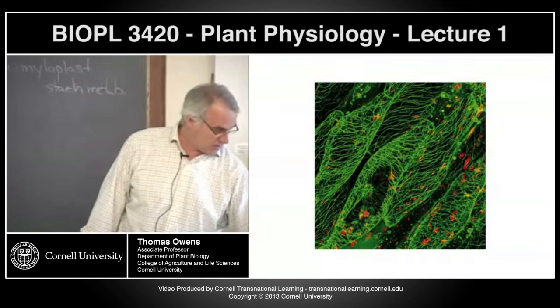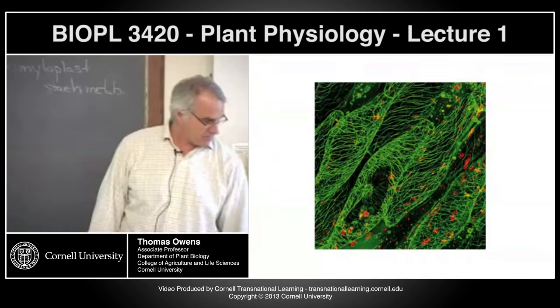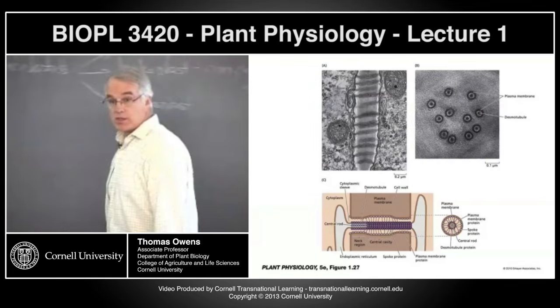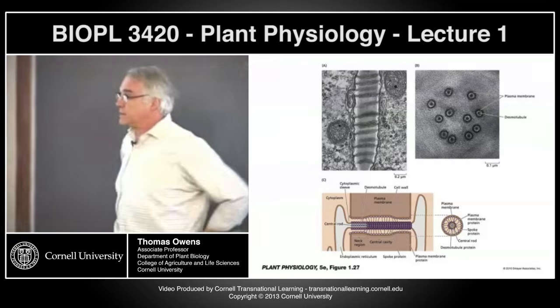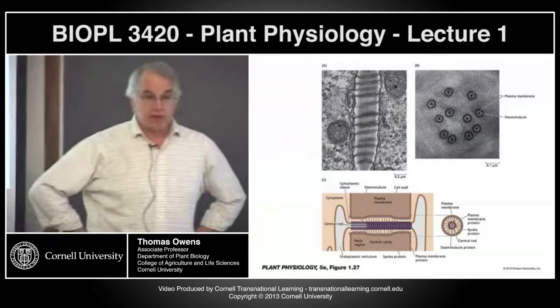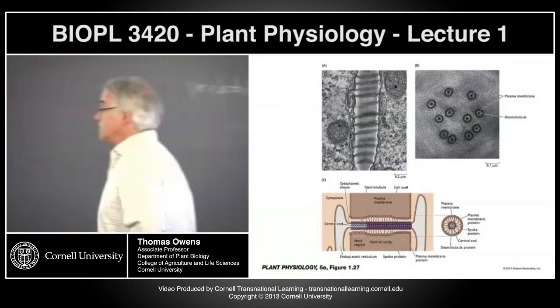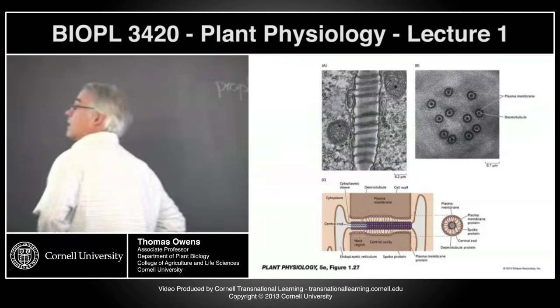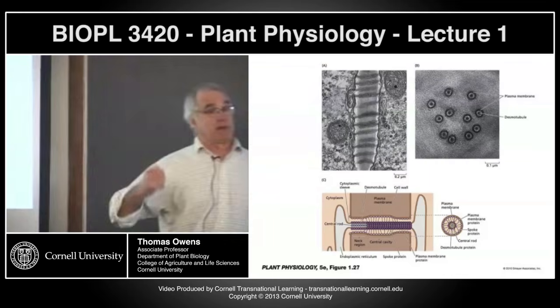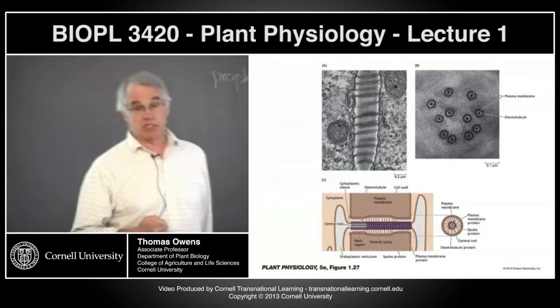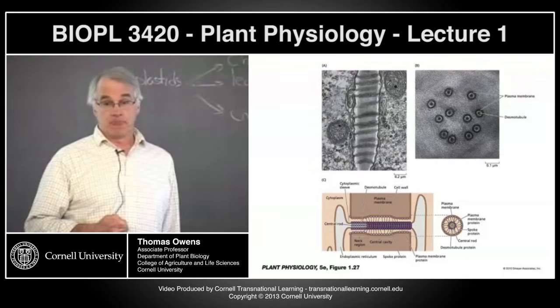Okay, I want to finish with just one thing. We talked about cell walls. One of the unique aspects of plant cell walls that we're going to spend a fair amount of time talking about in a lot of different contexts are plasmodesmata. Plasmodesmata are basically cytoplasmic connections between two adjacent cells.